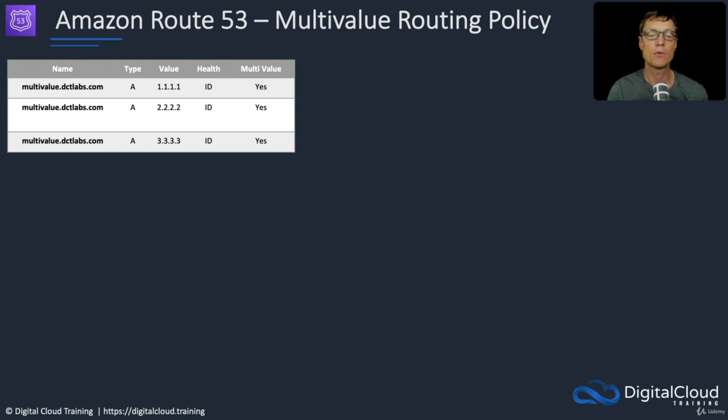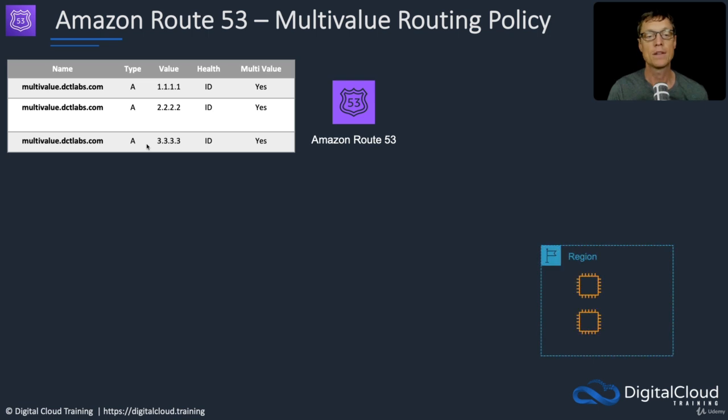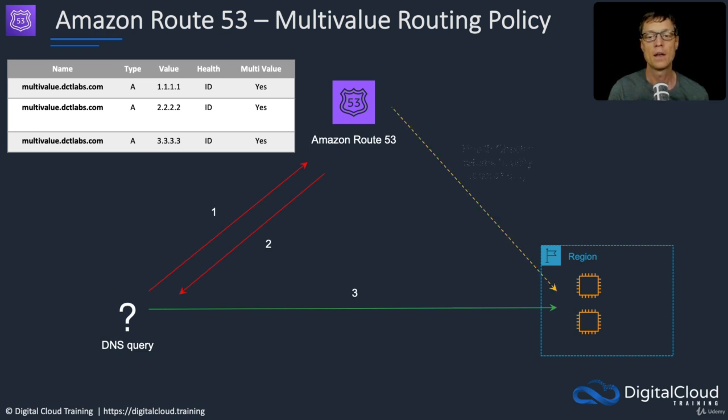A multi-value routing policy is where we have multiple values that are returned to the querier. And that means that they can use any of those records to connect to the endpoint. So again, they query Route 53 and it sends multiple values in the response. It's kind of like load balancing, but a very simplistic version of load balancing. And again, you can have health checks and they return the healthy records only.